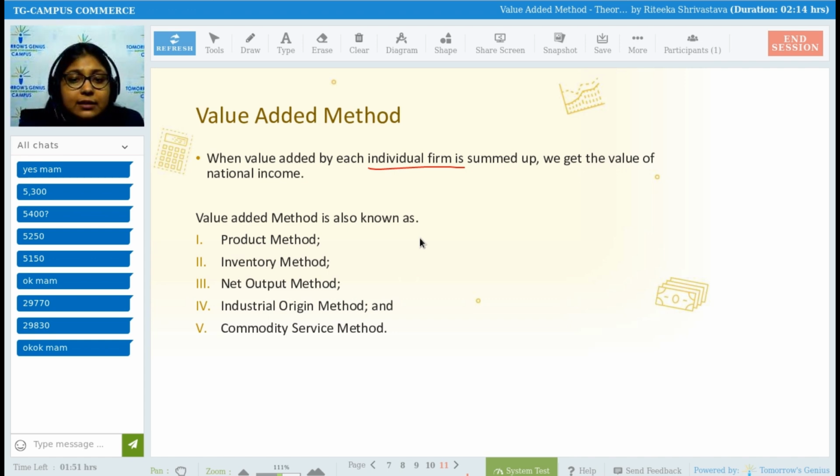And these are the alternative names of the value added method. In the examination, there are possibilities that they will not directly ask you to solve the question using the value added method. They might tell you to solve the question by product method, inventory method. Product method, inventory method and net output method are the most famous ones. The other two, industrial origin method and commodity service method, are not used very frequently. So you have to know that these are the alternative names of the value added method.